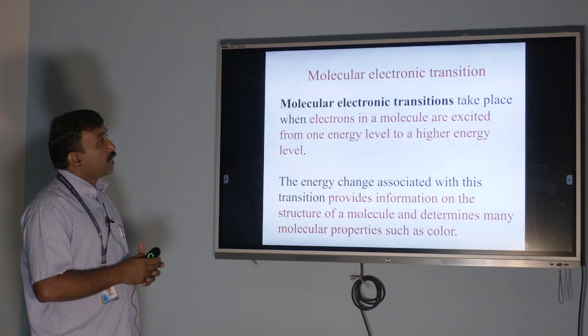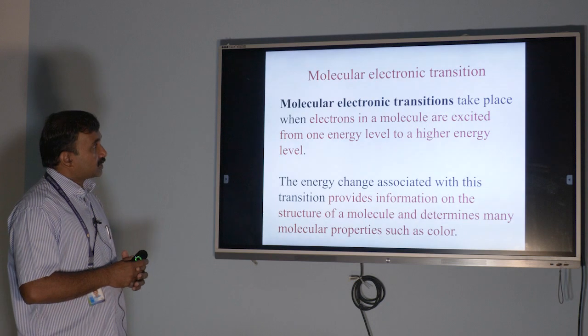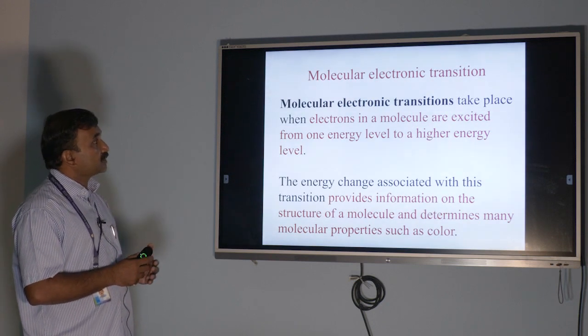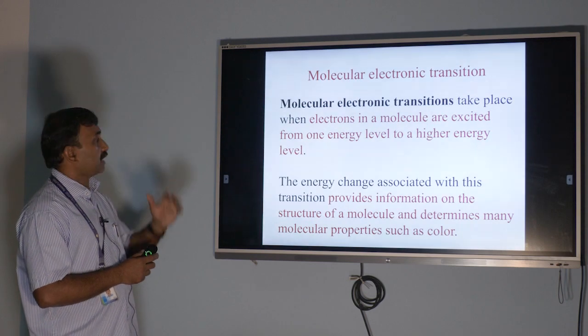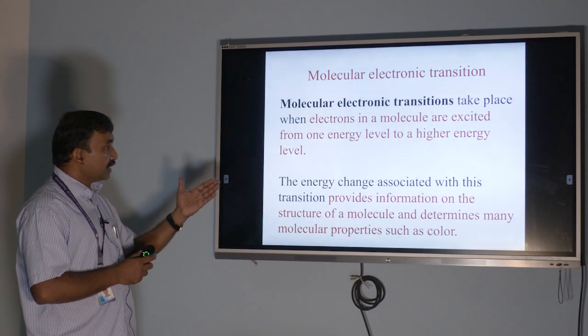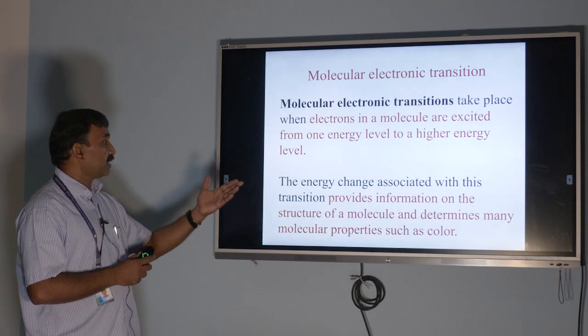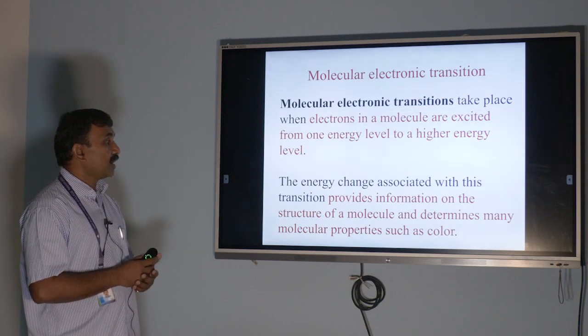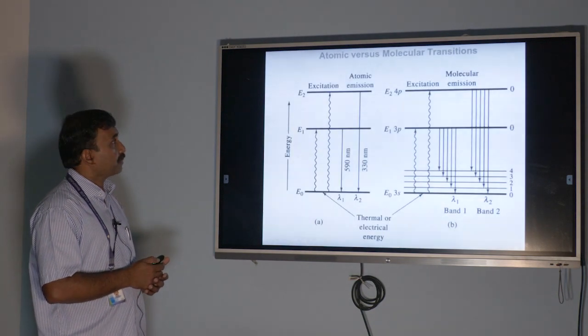Next is molecular electronic transition. Molecular electronic transition takes place when electrons in a molecule are excited from one energy level to a higher energy level. The energy change associated with this transition provides information on the structure of a molecule and determines many molecular properties such as color.